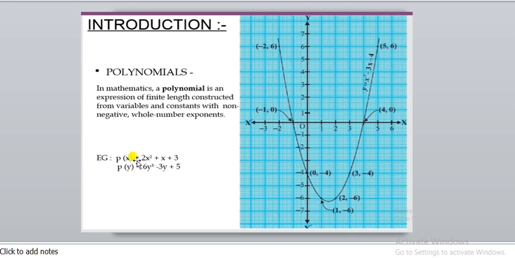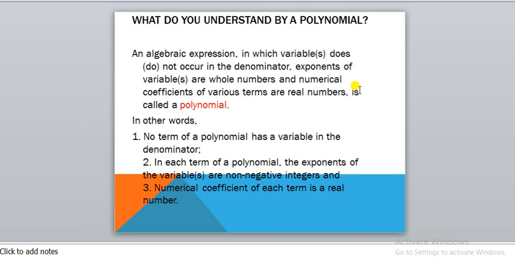the first term x square has coefficient 2, and the second term x has coefficient 1. So they should be real numbers. Such an algebraic expression is known as a polynomial. In other words, no term of a polynomial has a variable in the denominator. In each term, the exponents of the variables are non-negative integers and the numerical coefficient of each term is a real number.